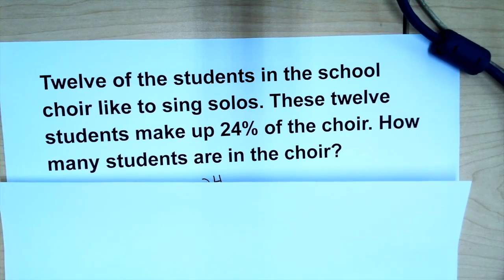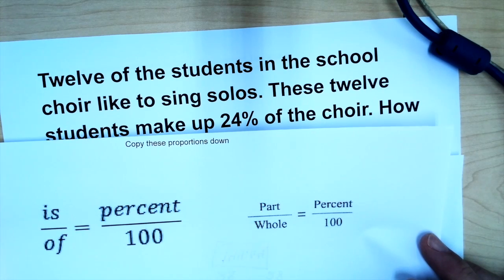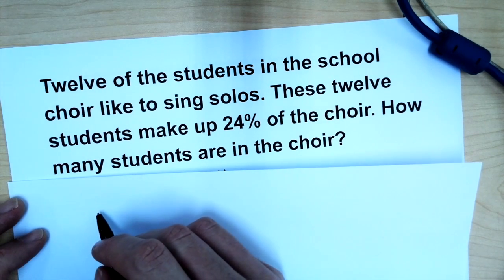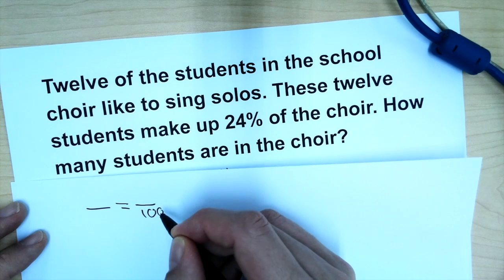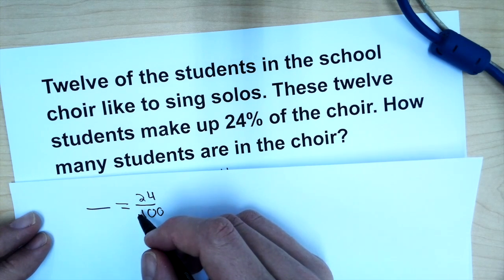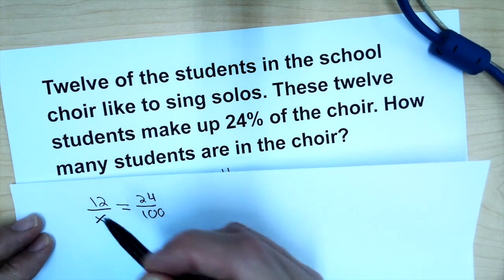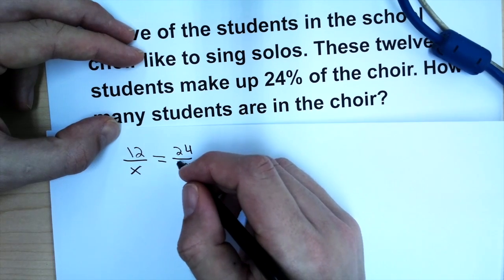Next question. 12 of the students in the school choir like to sing solos. These 12 students make up 24% of the choir. How many students are in the choir? So we want to use our percent over 100 strategy, part over whole. So let's set up a proportion. Percent means per 100, so I know it has to be over 100, and it's 24%. Well, it says in the last sentence how many students are in the choir. So that's what we're missing. And then we know that there's 12 that like to sing solos. And there we go. We've set up our proportion.